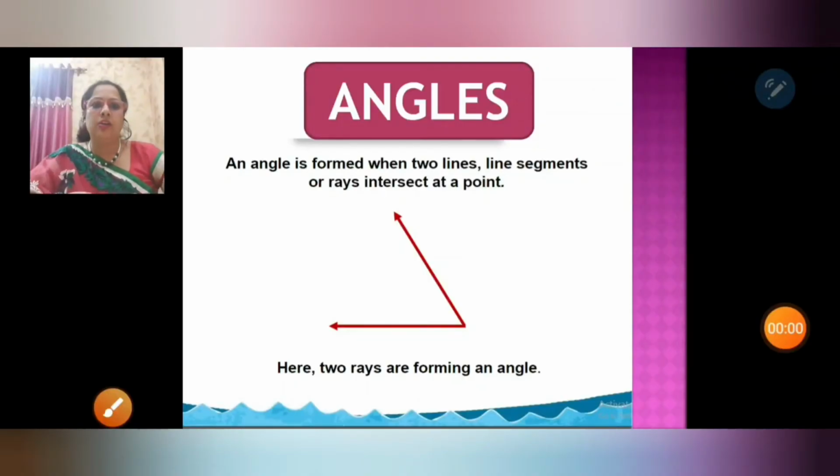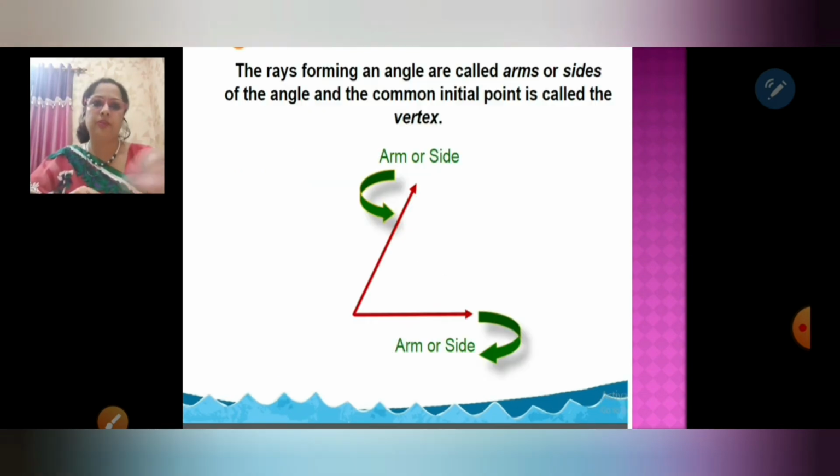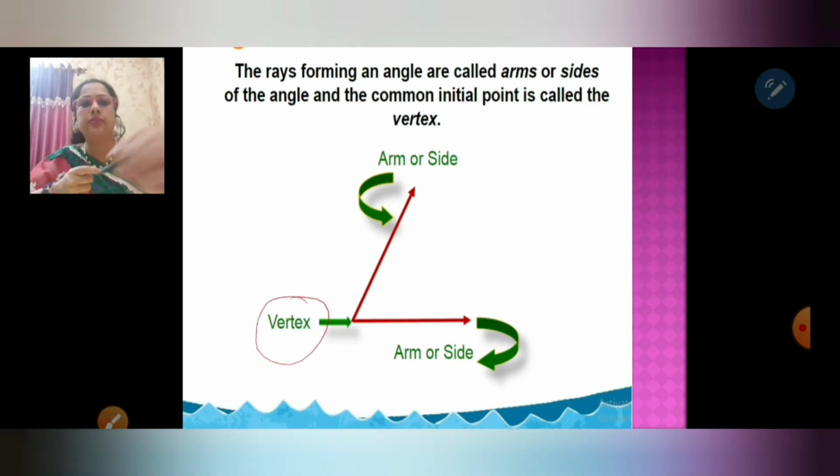So this is an interesting way to learn angles, children. I hope you have enjoyed this activity. Now we will explore more about angles. So children, let's learn more about angles. An angle is formed when two lines, line segment or ray intersect at a point. Here two rays are forming an angle like this. Rays forming an angle are called arms or sides of an angle, and the common initial point is called as vertex.